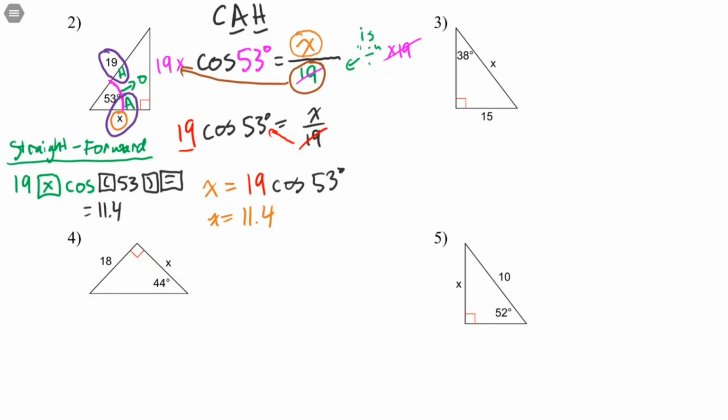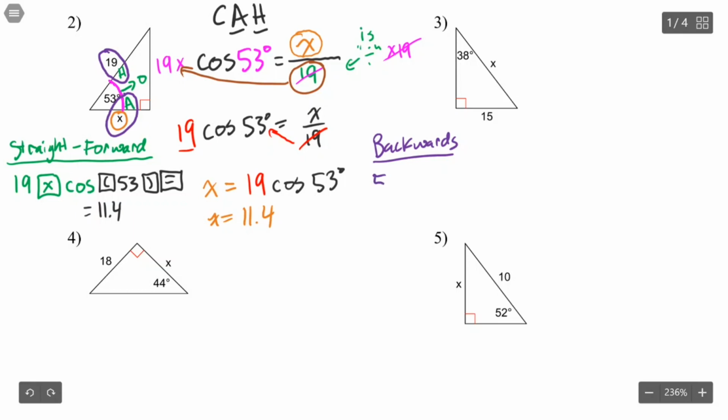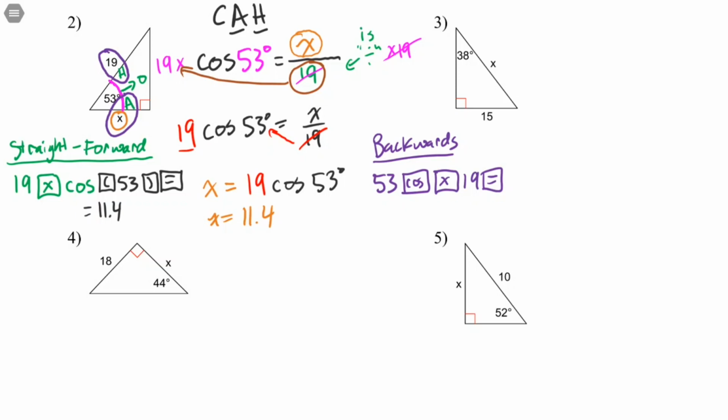If you've got a backwards calculator, it's a little bit confusing. The way the backwards calculators work, you need to put in your angle first, then hit your cosine button. And you usually don't need to hit equals at this point. It should just give you a decimal number. So you say 53 cosine, then you multiply by 19 and put in equals. And with the backwards calculator, you should still get this same 11.4 if you round correctly.